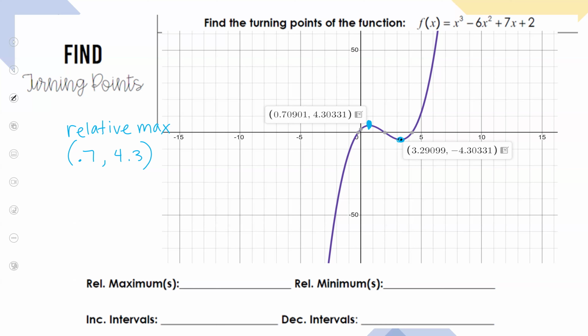Down here, we call this our relative minimum. I'll just put MIN for short. And we can just round those points. I know those are a lot of numbers. So I'll just say 3.3. I'll round to the nearest tenth. And this is negative 4.3.